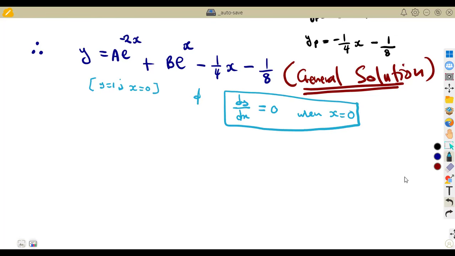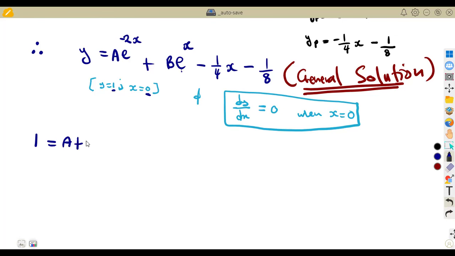How? All right, let us start with the first one. We are given that on the first condition, y is equal to 1 when x is 0. So in place of y, we're going to have 1. So 1 is equal to a e to the exponent of minus 2x, and wherever we see x, we put 0. So this is e to the exponent of 0, which is 1. So 1 times a, that is going to be a.